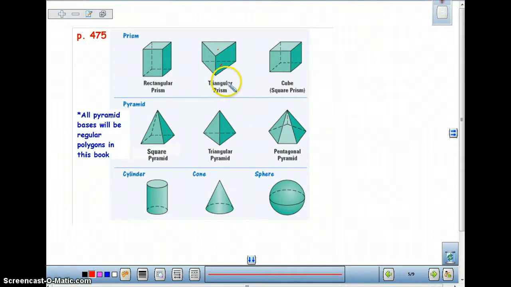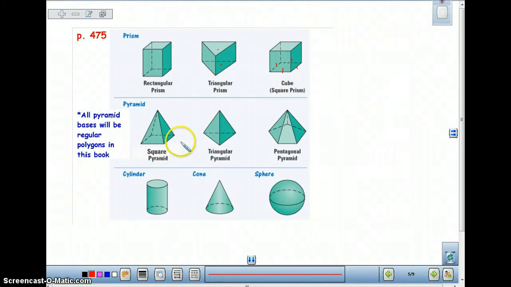So that is going to be a triangular prism. In this case, if I've got squares on the bottom, anytime I have a square prism, we're going to call that a cube. Okay, so in this case, our squares are the ones that are going to be on the bottom. It also makes squares all the way around, so that's going to be a square prism.